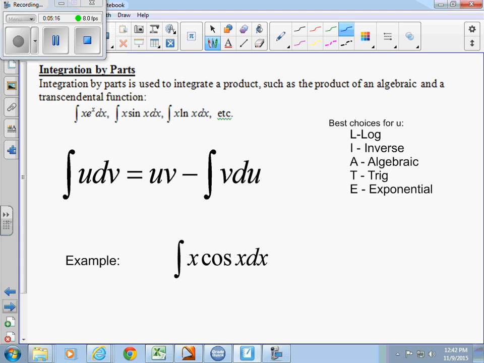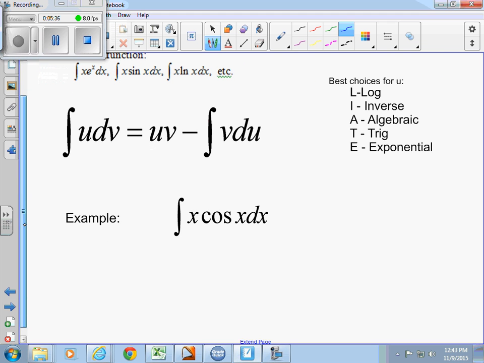Trig and exponential functions are not good choices for you. So they would be your last choice. Now, I'm not saying sometimes we won't choose them, but they would be your last choice. If you could choose one of the top three, we would do that first, and then we would do the other ones if necessary. And you'll see why when we work this problem.